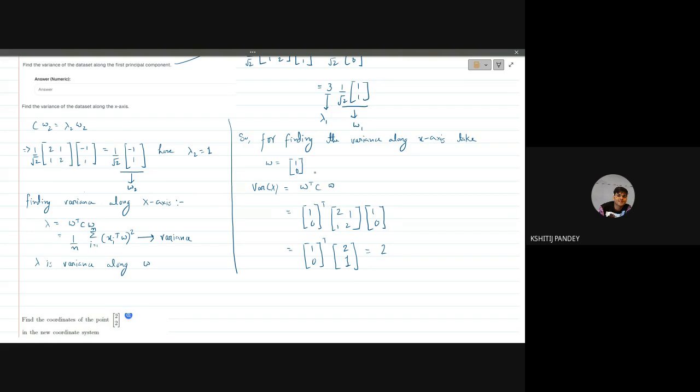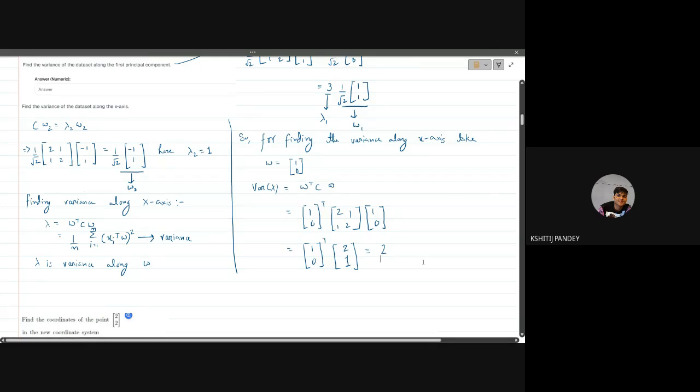So is this clear? Yes. So guys, given any direction and given the covariance matrix, can you now find the variance along that direction? Yeah, we need to find the unit vector along that direction and then use this W transpose C W, right? Yeah, absolutely correct.